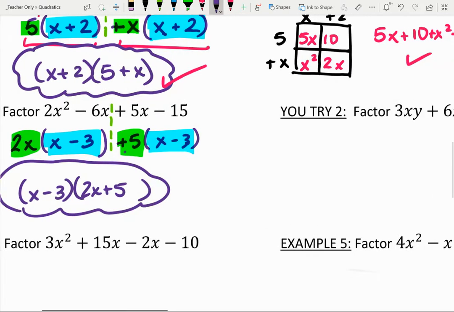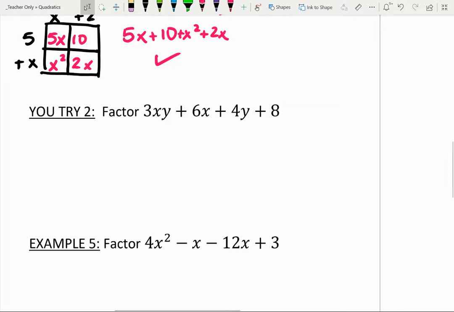All right, let's have you try 2. Factor 3xy plus 6x plus 4y plus 8. 3xy plus 6x have a 3x in common. Since both terms don't have a y in them, we don't include the y in our GCF. And then our remainder will be y plus 2.